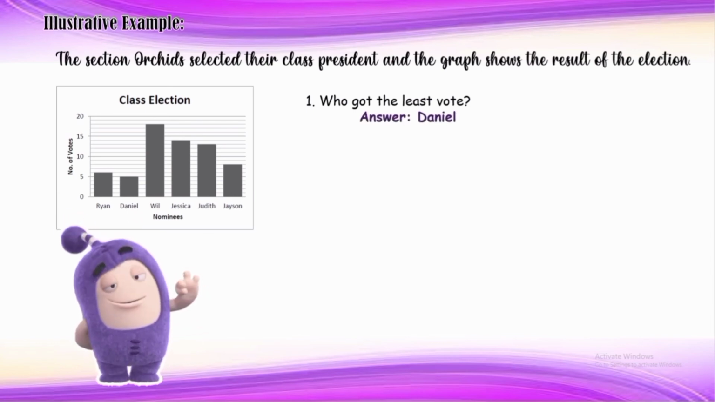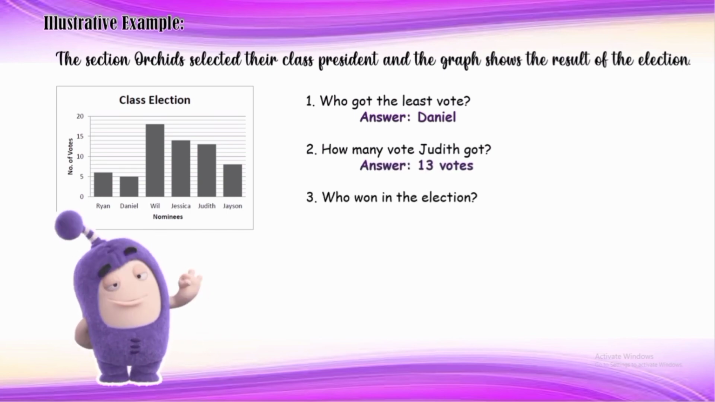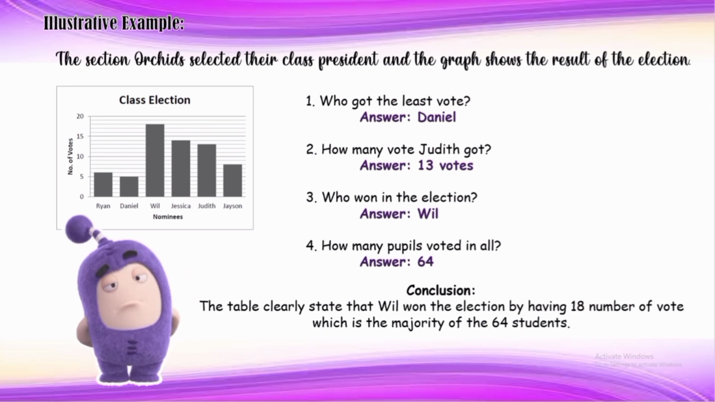He is Daniel. Question number 2, how many votes did Judith get? She got 13 votes. Question number 3, who won in the election? He is Will. Question number 4, how many pupils voted in all? 64 students. For our conclusion, the table clearly states that Will won the election by having 18 votes, which is the majority of the 64 students.